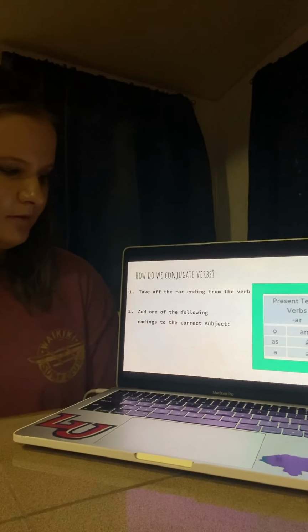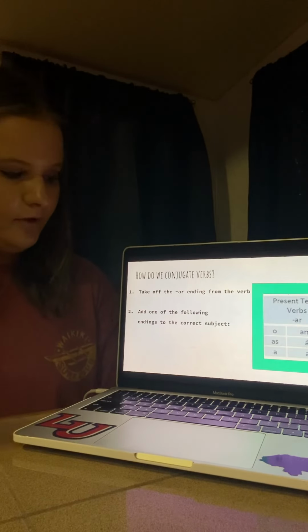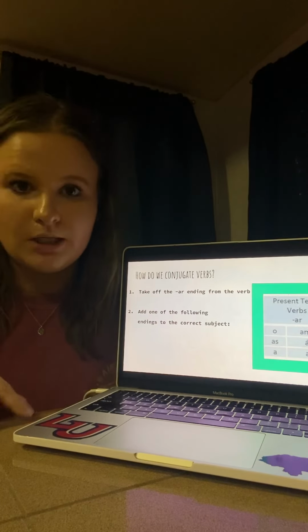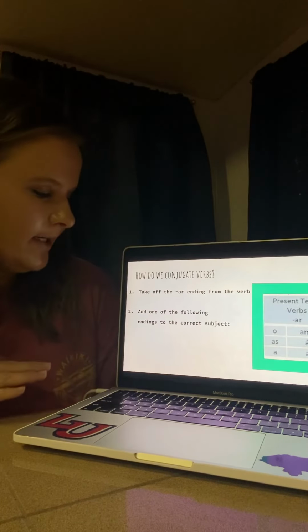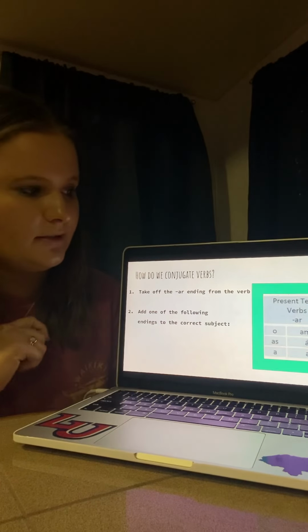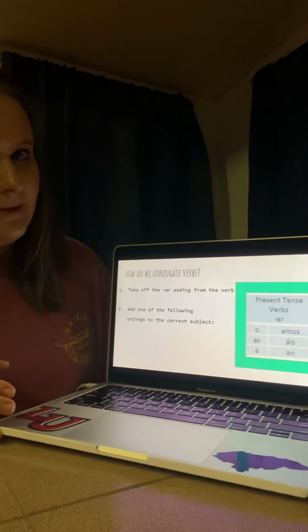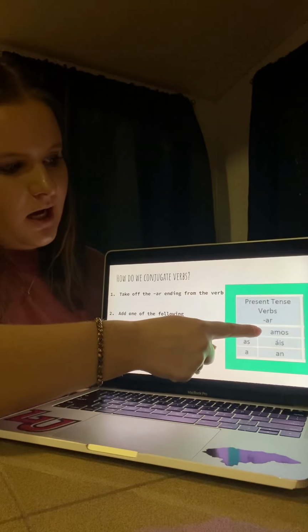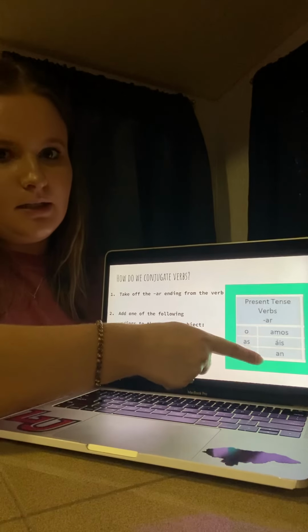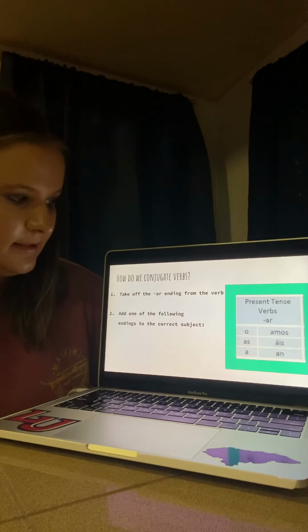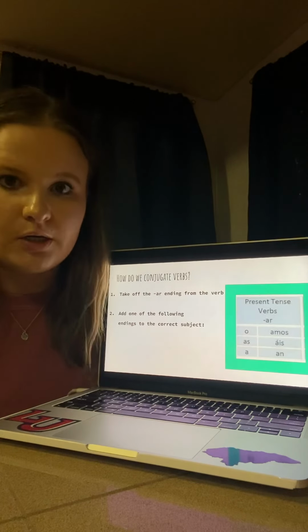So like we were saying, how do we conjugate verbs? Take off that AR ending, like on those verbs we saw, like hablar. You would take off that AR ending and add one of the following endings to the correct subject. So our endings are going to be o, as, a, amos, áis, an. So we'll add those endings and replace the AR ending.